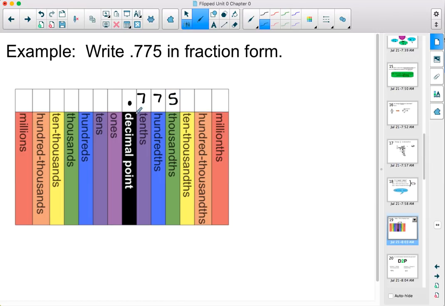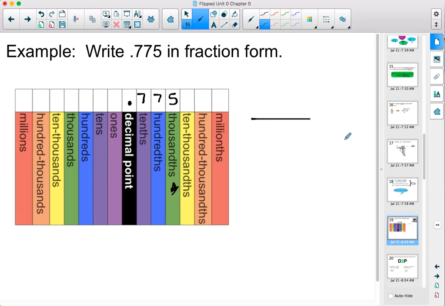Okay, so I cover the decimal with my finger. I read the number after it just like it's a normal whole number, 775. But since it's on the right side of the decimal, I need to read the place value of the 5 after I'm finished. So 775 thousandths. We're reading it now, 775 thousandths.